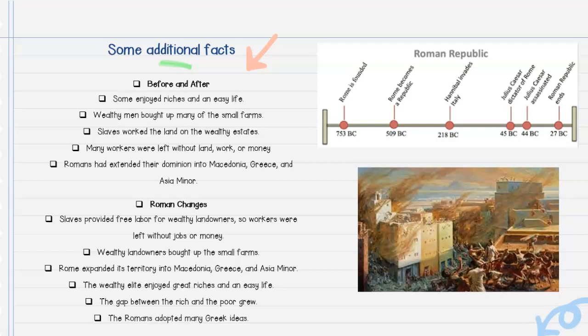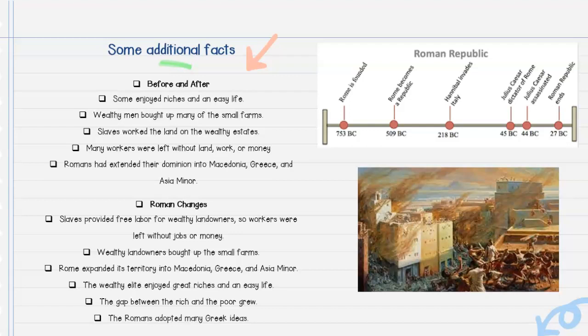Roman changes. Slaves provided free labor for wealthy landowners, so workers were left without jobs or money. Wealthy landowners bought up the small farms. Rome expanded its territory into Macedonia, Greece, and Asia Minor. The wealthy elite enjoyed great riches and an easy life. The gap between the rich and the poor grew, and the Romans adopted many Greek ideas.